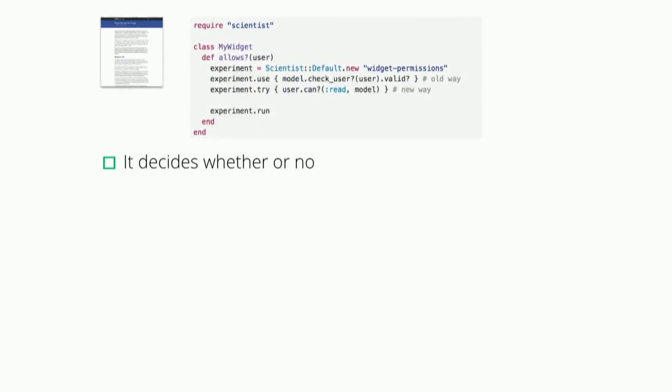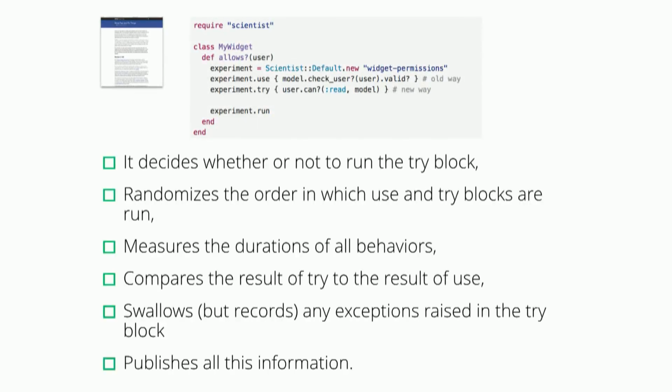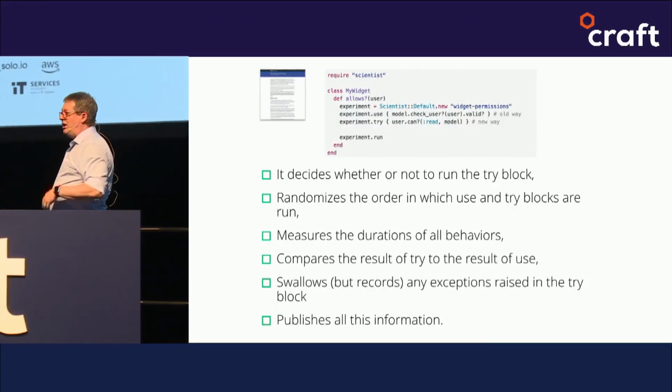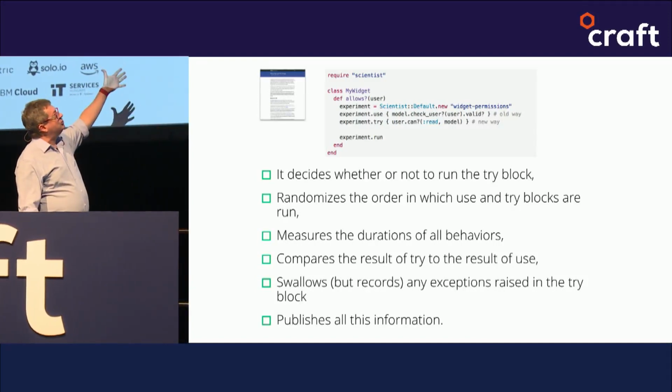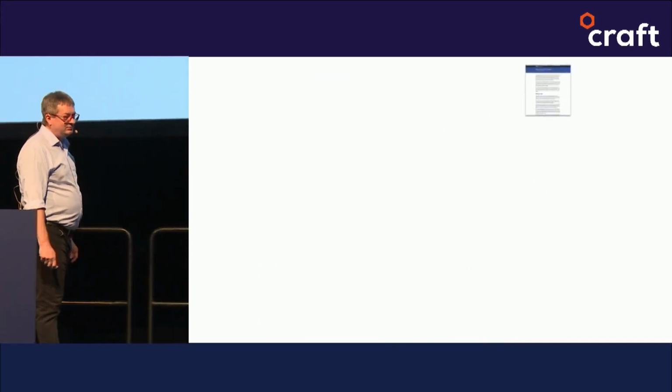What Scientist allows you to do is conduct experiments at the architectural level. So Scientist creates experiment blocks with a use and a try. Use is the old code we're trying to replace, and try is the brand new code we're trying out. So every time it hits this experiment, it always executes use and returns that to the user, but then it also, with a percentage, executes try, and that was for 1% of the cases. When it executes try, it randomizes the order, swallows and records exceptions, and publishes all this stuff to a dashboard.